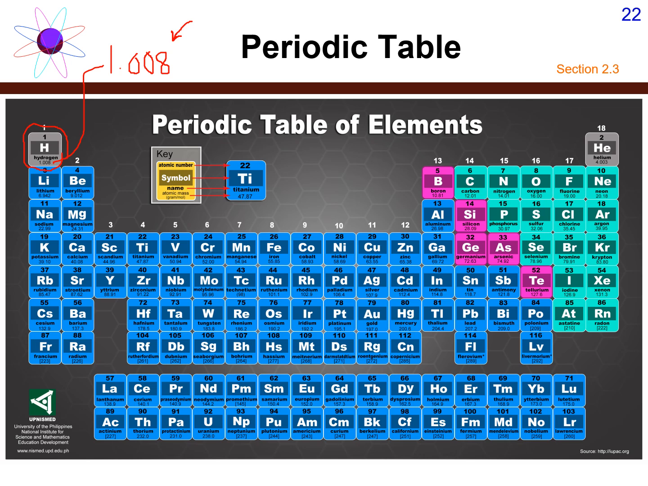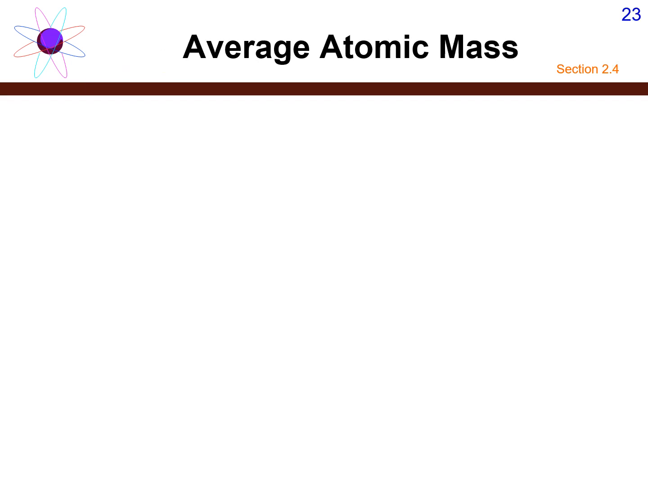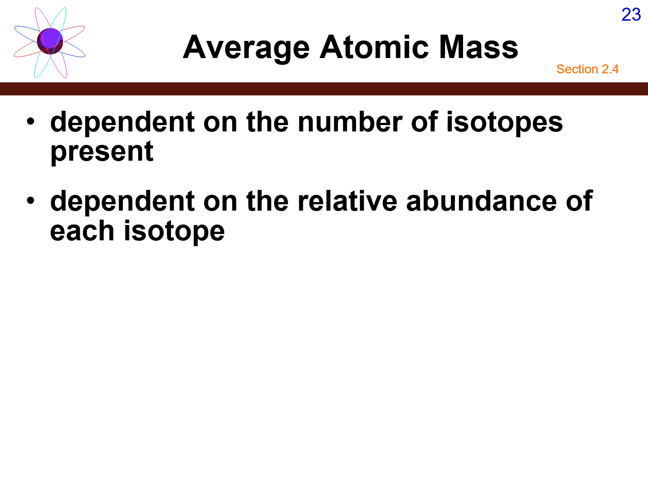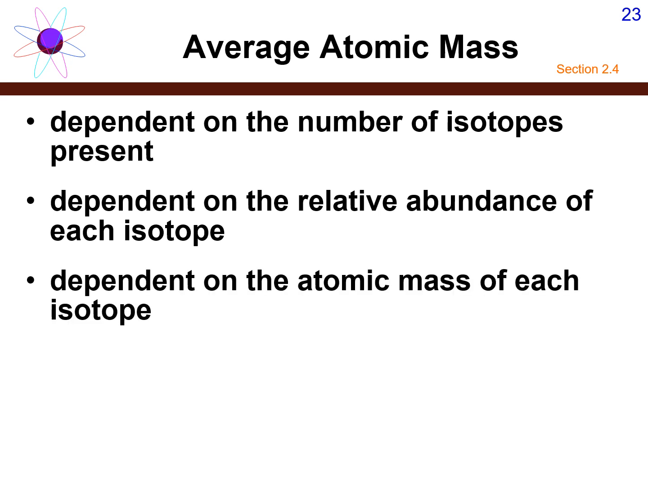But they're all hydrogen. And so if we take all those 3 different versions and their percent abundance in nature and average them together, we get this mass. And that's why all of these masses have a decimal sign, because they're actually all averages. They're average masses. That's what we call average atomic mass. So they depend on the number of isotopes present, they depend on the relative abundance of each isotope, and they depend on the atomic mass of each one of those isotopes.